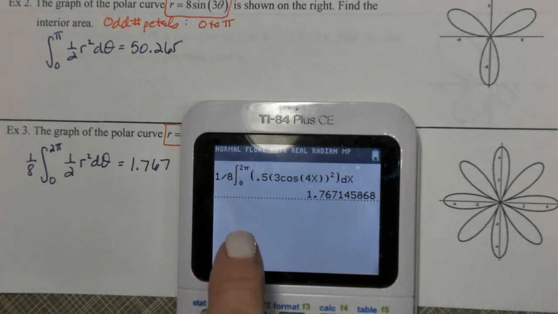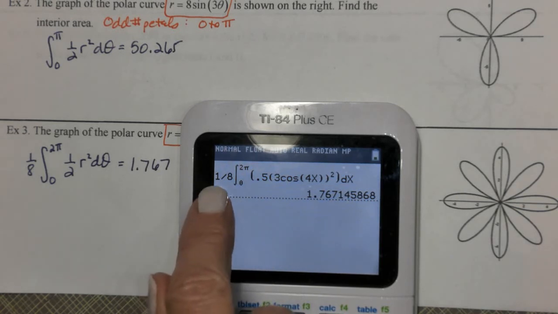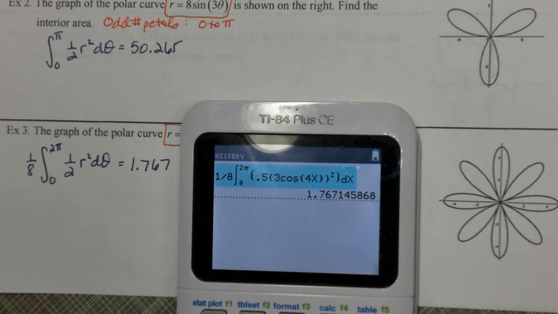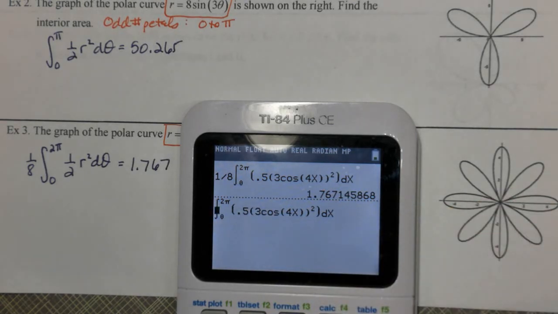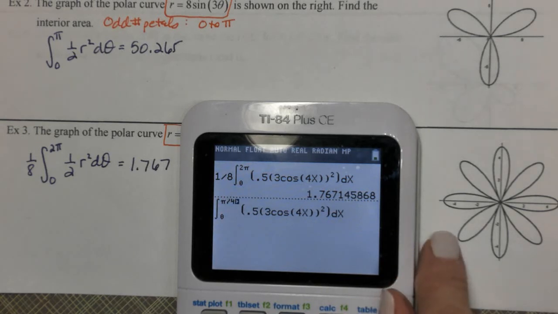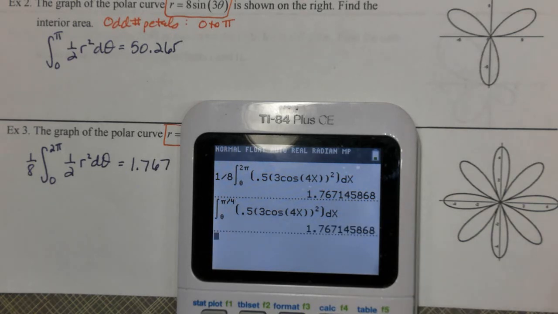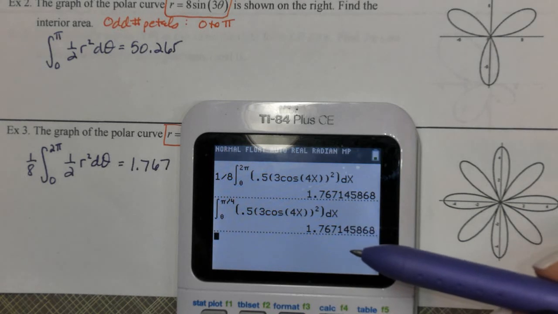All right, what could we have done to not use the 1/8 out in front? Well, if we don't have the 1/8 out in front, then I need my theta values to be cut into eighths. So 0 divided by 8 is still 0. 2 pi divided by 8 is pi over 4, right? Will that give me the correct answer? Yep, it sure does. So we've just cut our integral values into eighths. Okay? Multiply them both by 1/8.